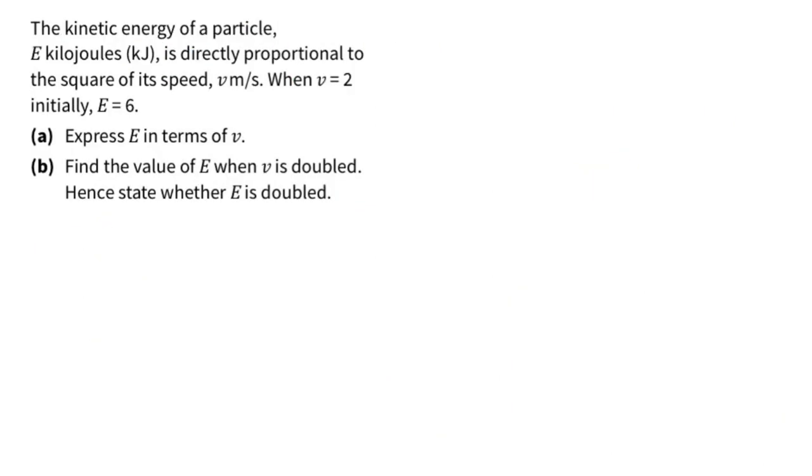Hello everyone, welcome to this problem where we are given the following. Very importantly, I saw the words directly proportional. The general formula comes into my mind. Y is equals to K times X, where Y is the first quantity, in this case E. X is the second quantity, the square of this speed, V, meaning V power 2.